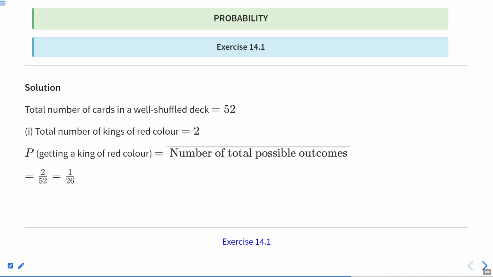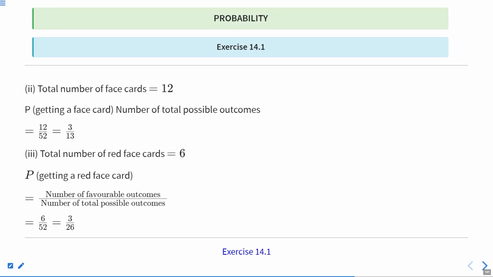Okay, so total number of kings of red color is 2, and then probability of getting a king of red color is equal to number of outcomes favorable to the event divided by number of total outcomes. So here this is equal to 2 by 52 and this is equal to 1 by 26.